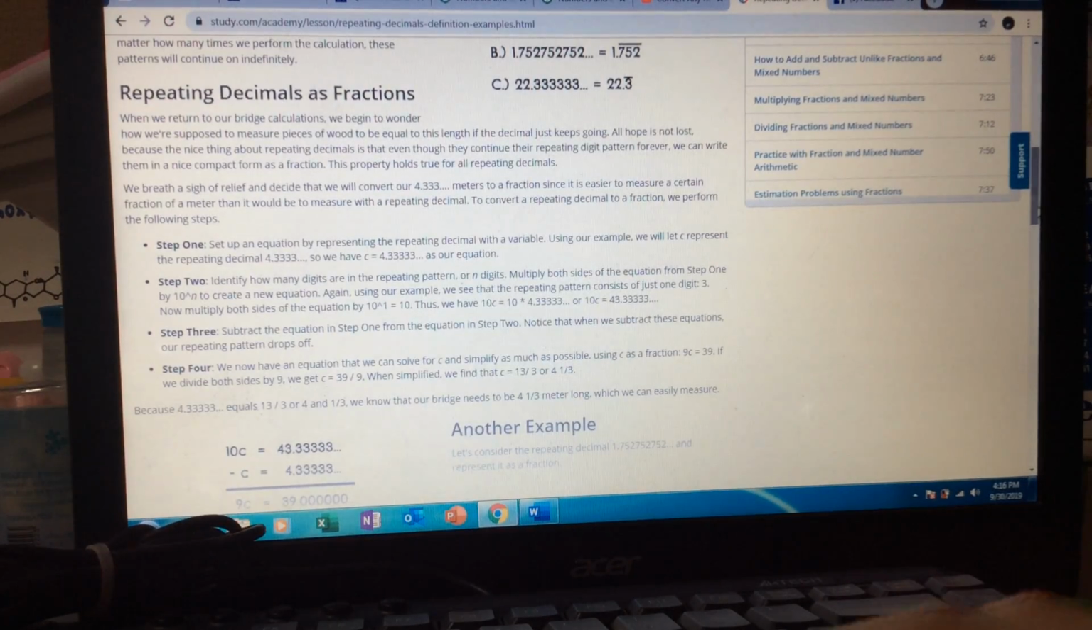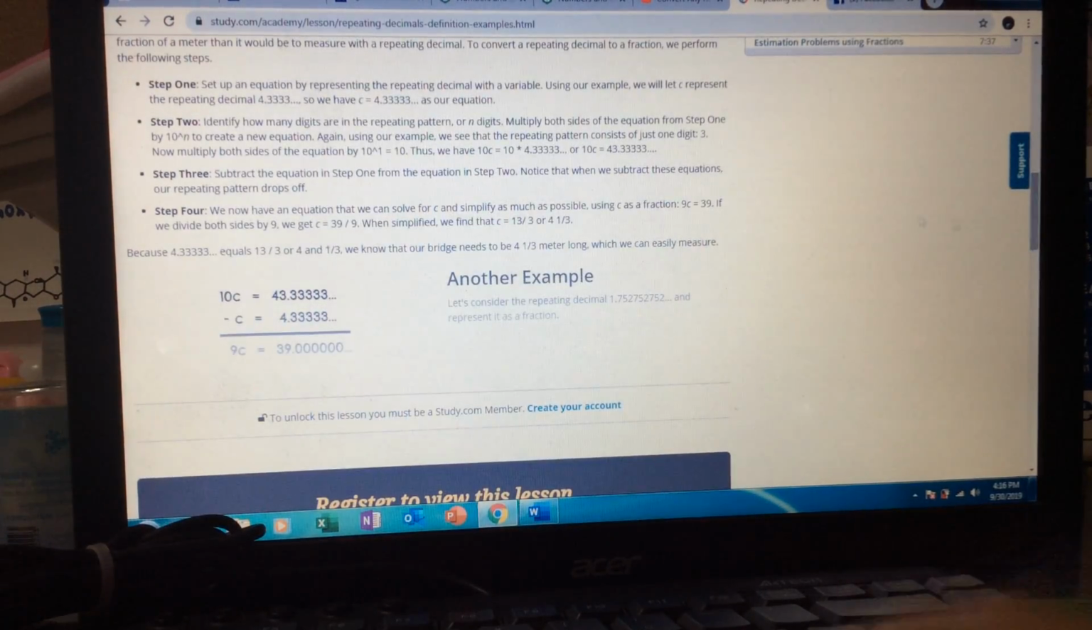Step 1. Set up an equation by representing the repeating decimal with a variable. Using our example, we will let c represent the repeating decimal 4.3333. So we have c equals 4.33333 as our equation.